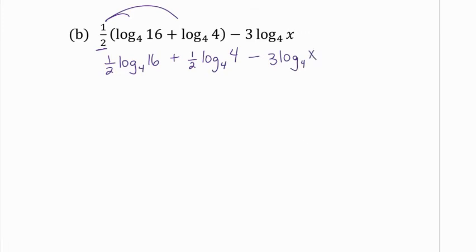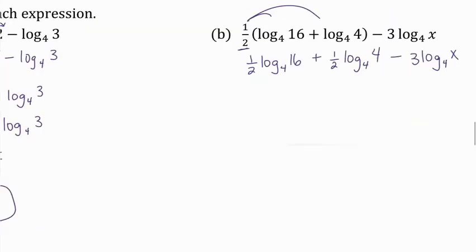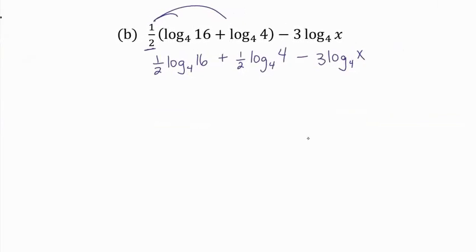And now again, it's kind of similar to this one over here, right? So I'm going to again do my exponents first. So I've got a 1/2 in front of both of those, right? So this would become log base 4 of 16 to the 1/2 power plus log base 4 of 4 to the 1/2 power. And then I've also got a 3 in front of this one. So it would become log base 4 of x cubed. Okay, so we did all of our exponents.